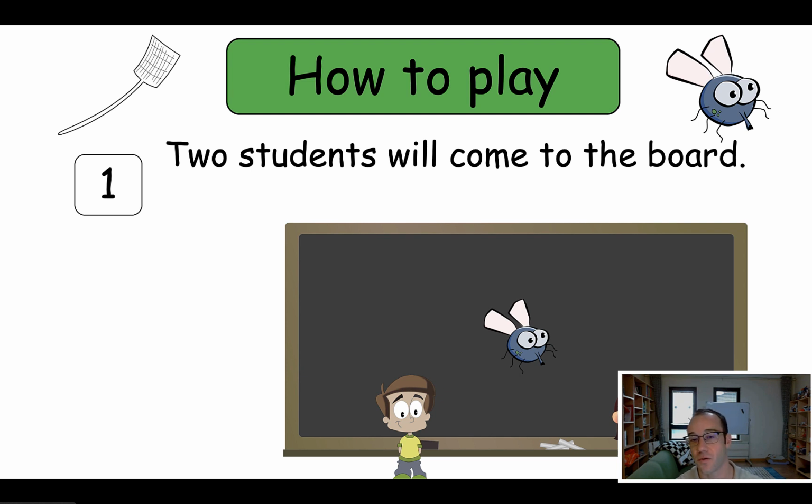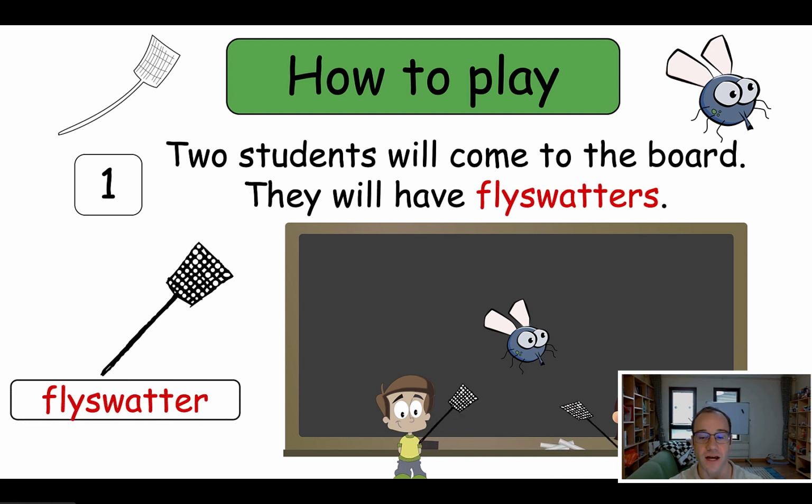And like I said, during class, it saves me a lot of stress as the first few rounds just go really smoothly instead of there being misunderstandings and stuff. So 2 students will come to the board. They will have fly swatters. You can hold the fly swatter and say, "This is a fly swatter." Okay, you can swat flies.